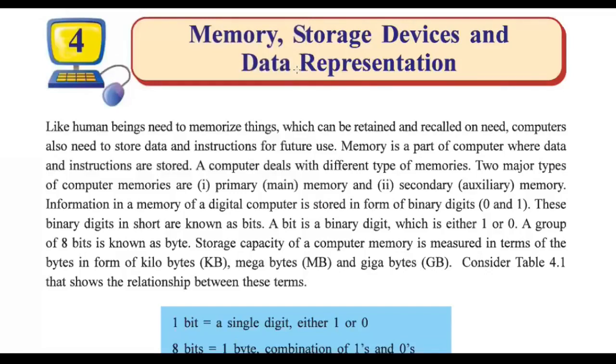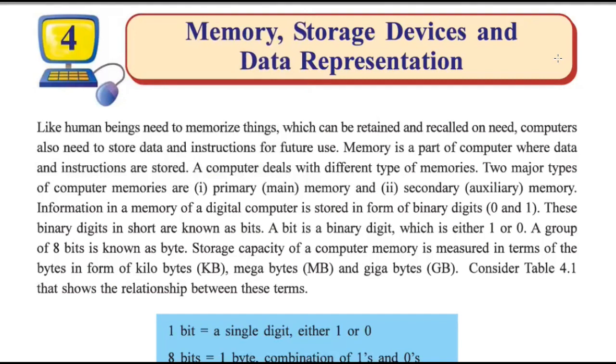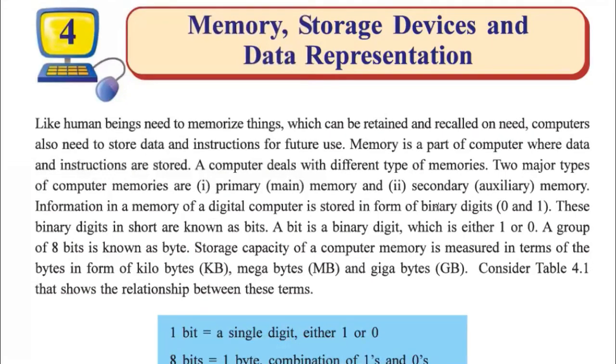Today we are going to start with memory, storage device and data representation. So first is memory. We already know that a computer has two types of memory. The first one is primary memory, also called main memory, and the most common primary memory is RAM. The second is secondary memory, also called auxiliary memory, and the most common example in this category is the hard disk.